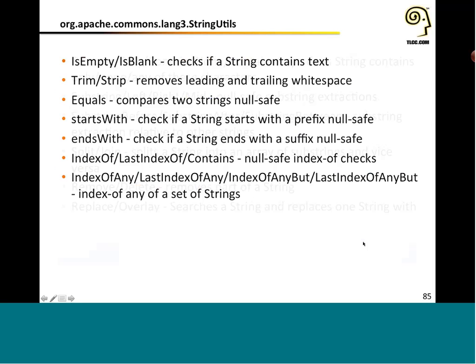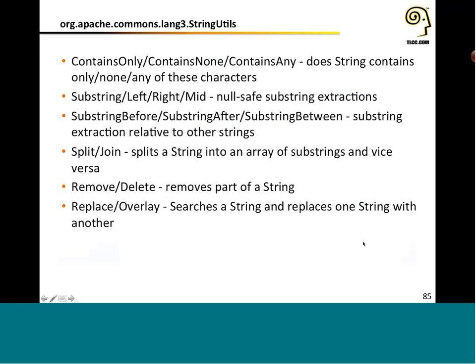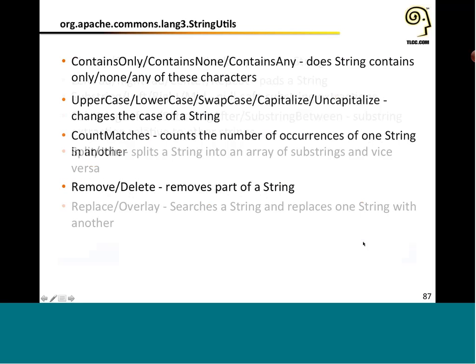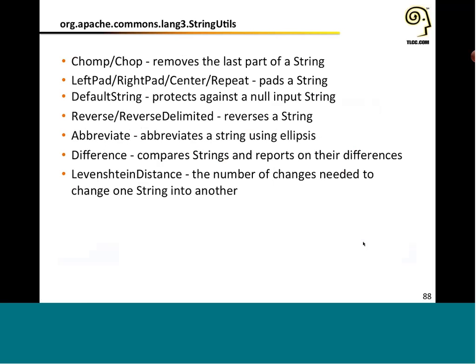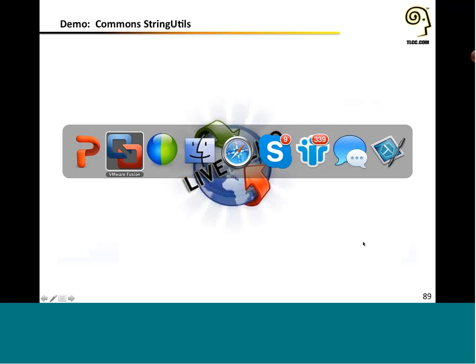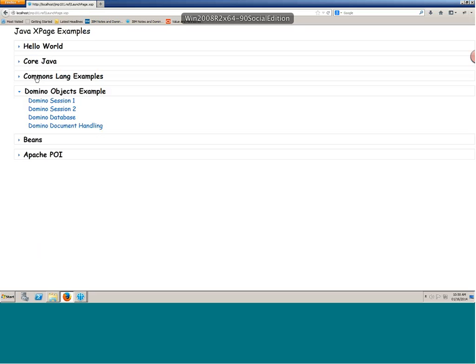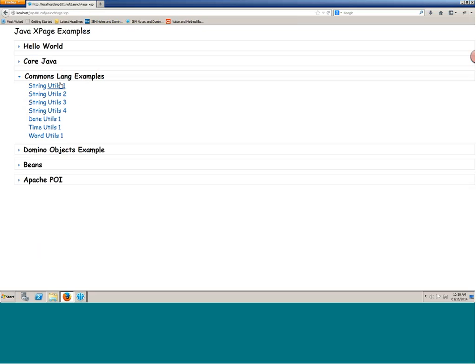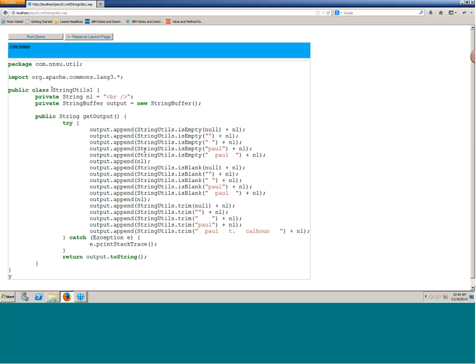And again, I'm going through these really fast, I know, but they're just a list of references. They're a list of methods of the things that are available. Okay, so you can read through those. More importantly, when you get the demo database, you'll see the Commons Lang examples, and I've done examples of a lot of the more common things.